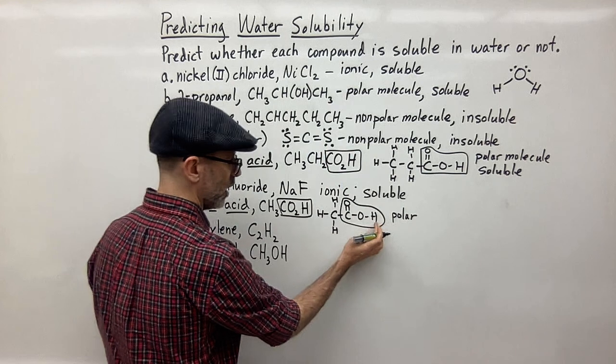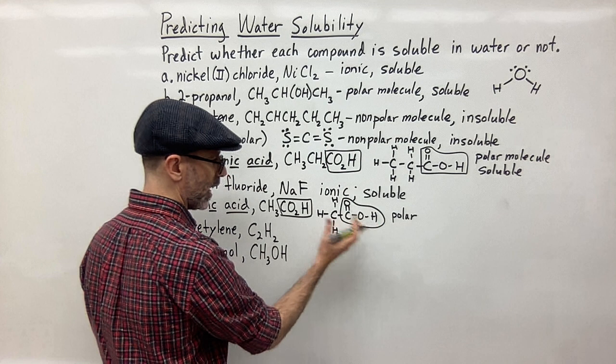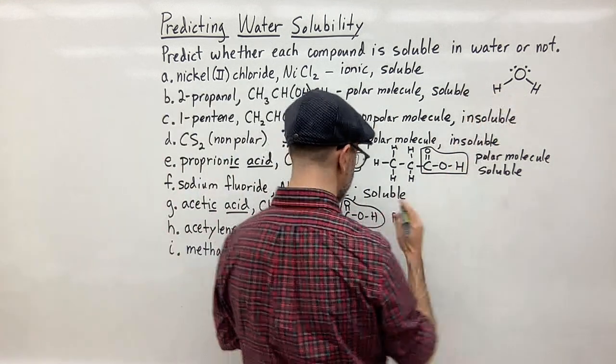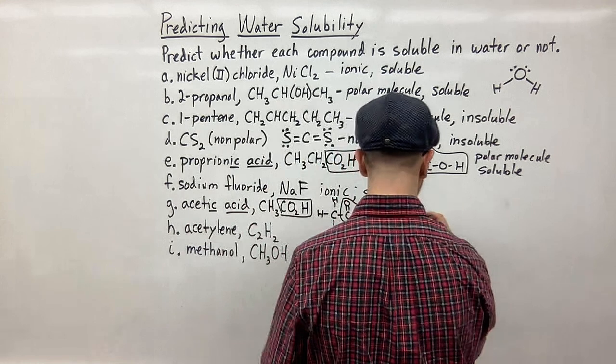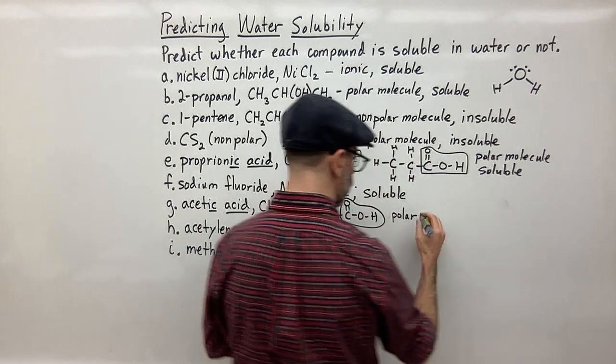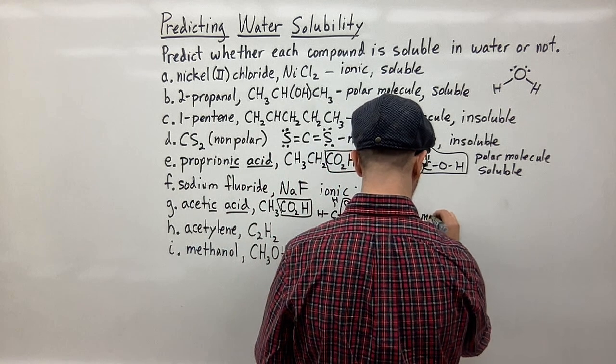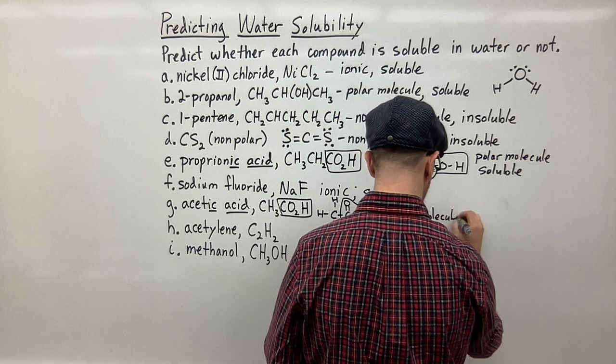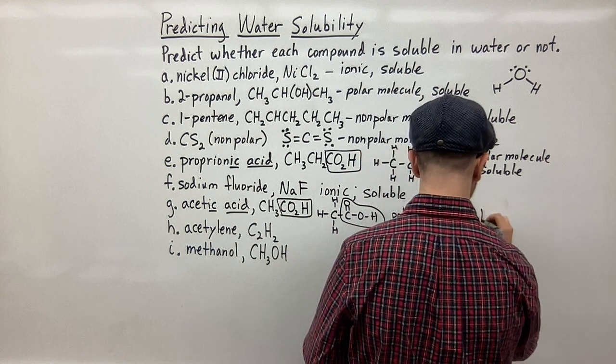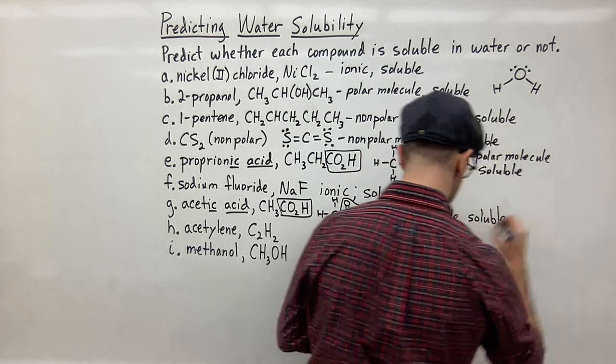Also, again, we have the H bonded to the O. That's going to be hydrogen bonding. Water, again, has hydrogen bonding. So again, we'll predict that this is soluble. So polar molecule. And we predict it's soluble in water.